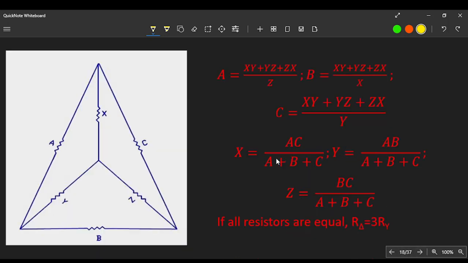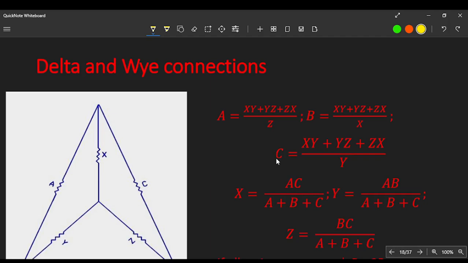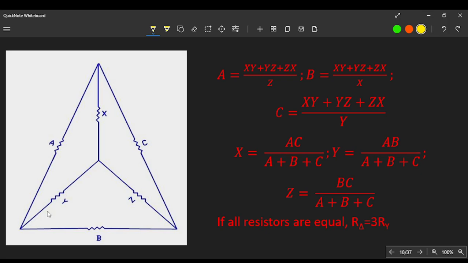So this is how we're going to do it. On the outside, A, B, C resistors are connected in delta, so they form a triangle. On the inside, they are connected in Y. If we're going to transform a Y connected circuit to delta, it means we are going to solve A, B, and C.